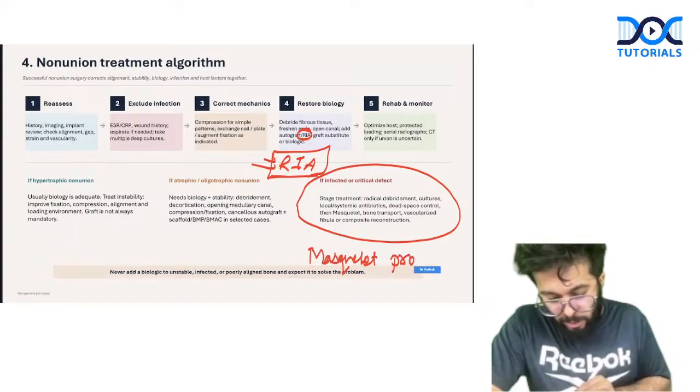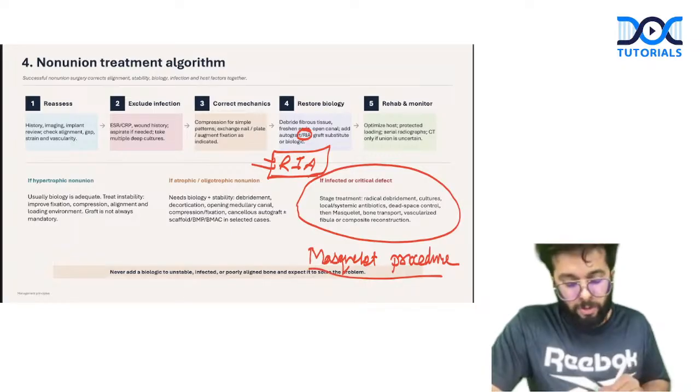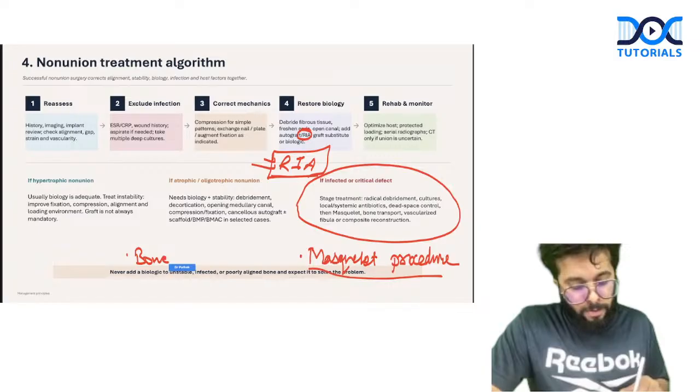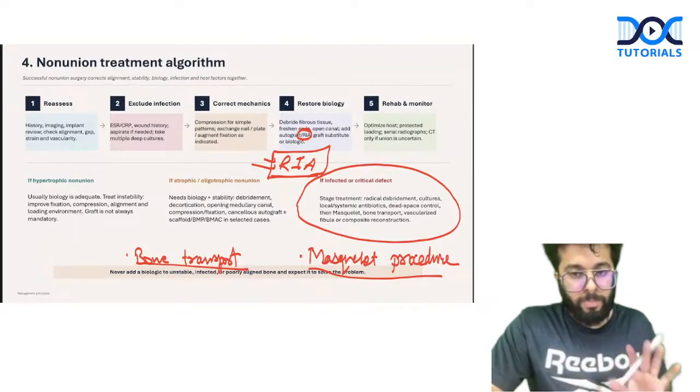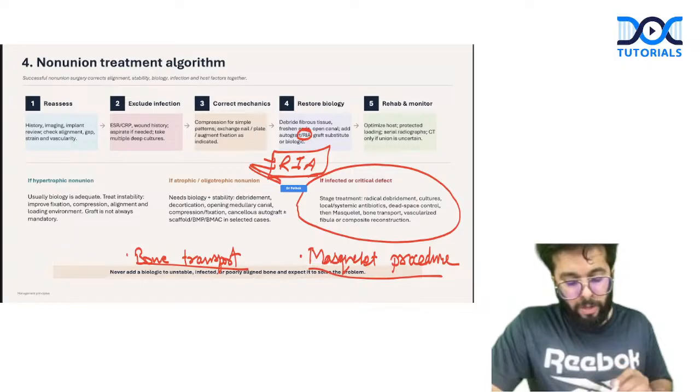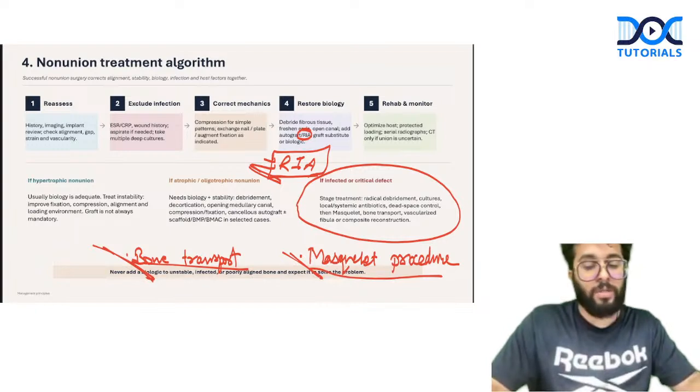These might come for a short note. Muscular procedure is very important. Then bone transport. You might get a question on bone transport as well. So my advice from this slide: remember the non-union treatment algorithm. Remember RIA. Remember muscular. Remember bone transport. These are the three topics, maybe four, on which questions are going to be asked in your exam.